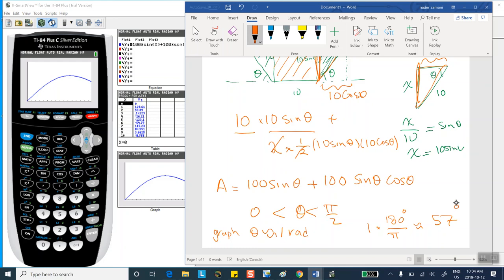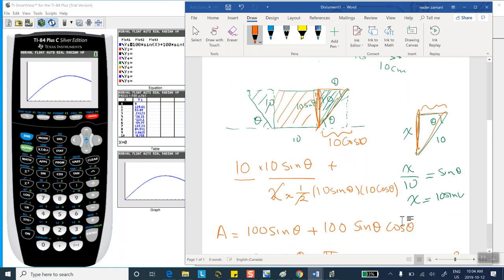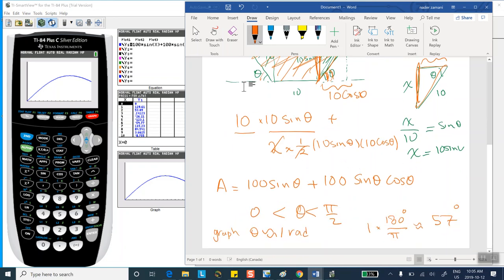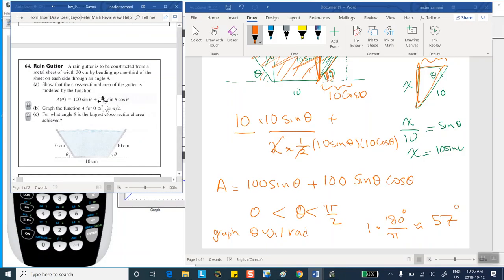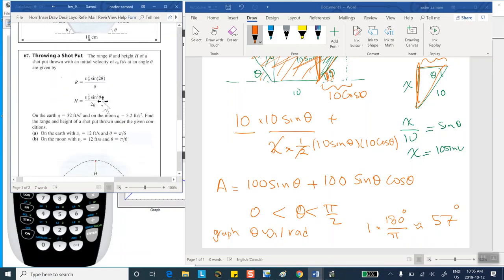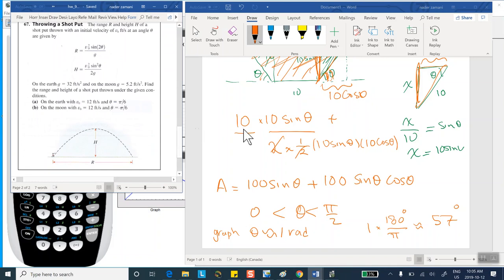So the bending here must be done at approximately 57 degrees to get the maximum area, which is this area. And obviously, that's going to collect the maximum amount of water. All right, so let's go ahead and do the next one. The next word problem.